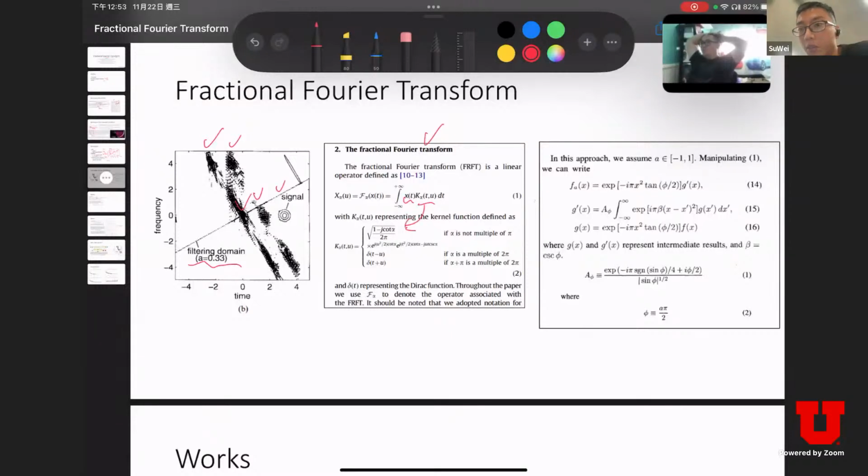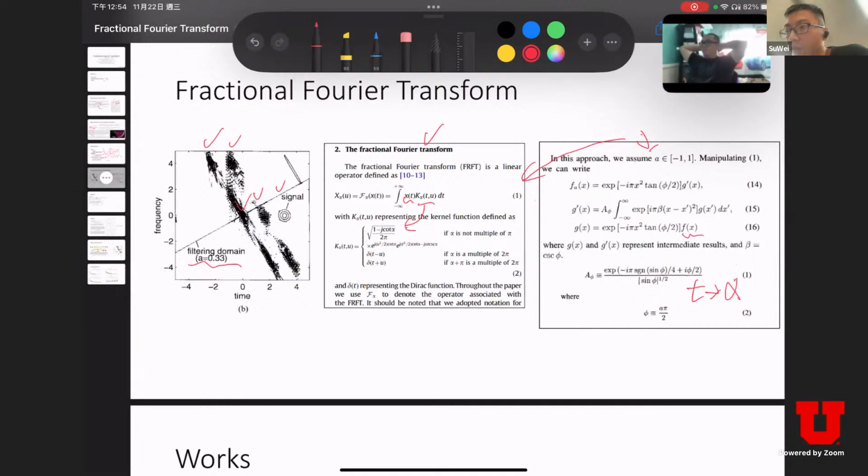It's pretty complicated. However, in 1996, I think there was a guy who presented an approximation, a way to calculate the integral over there. So how does the approximation work? Here's the data we want to transform from the time domain to the specific domain they call the alpha domain.